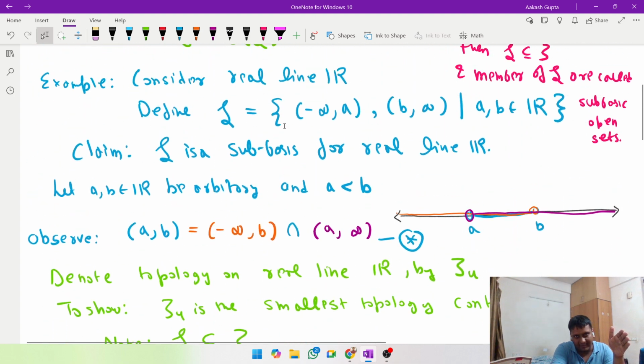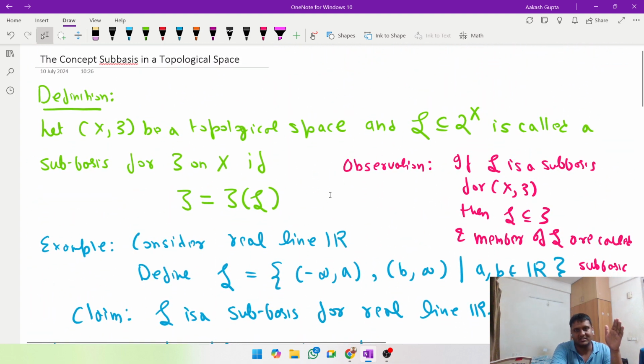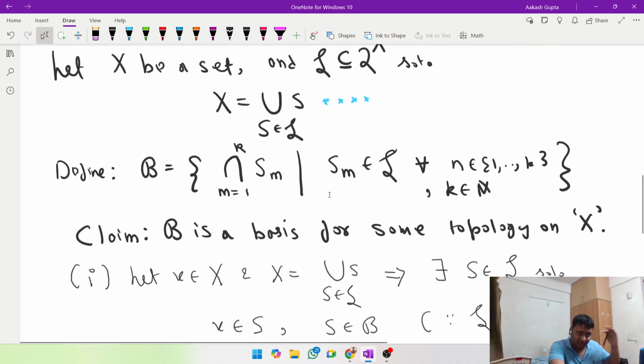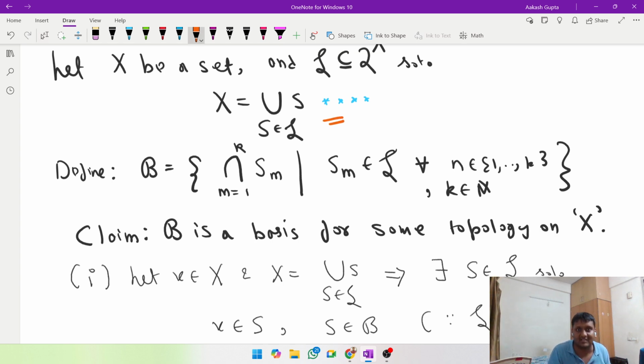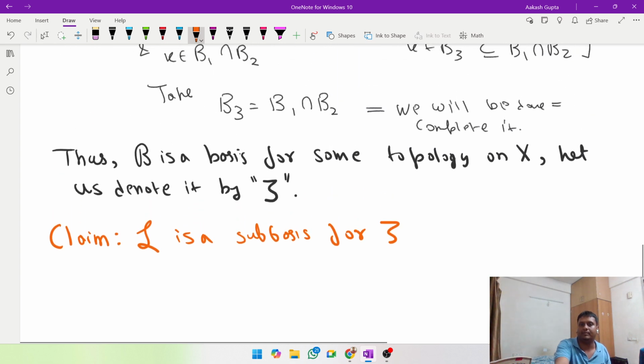What I said, I began by defining something called subbasis. A subcollection of 2 to the power X is a subbasis if it generates that topology, or in other words, the topology is the smallest topology containing that. But now I will give meaning to this. So subbasis is something prior to basis. From such a collection S, I constructed a basis for some topology. And what I am claiming now is that this script S would be a subbasis for this topology.